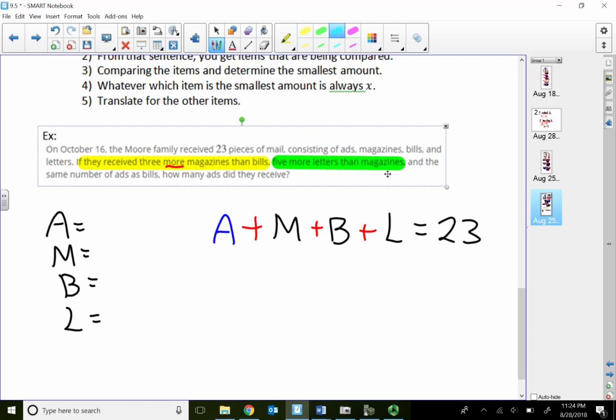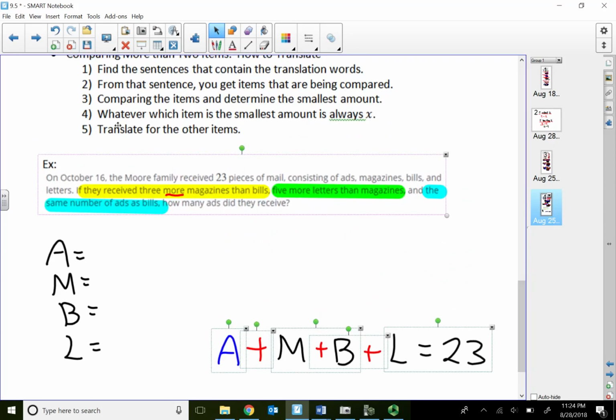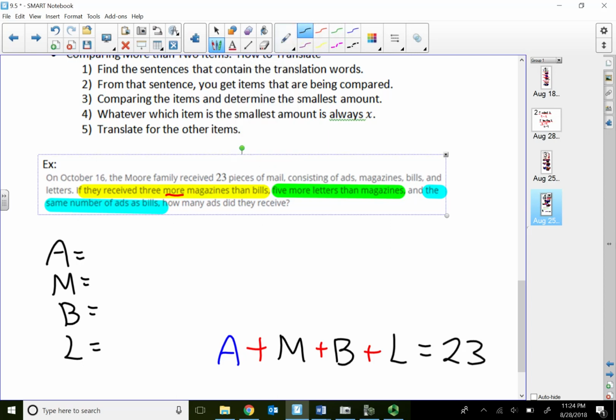Five more letters than bills, because this phrase has my translation word, and the same number as the bills. There you go. That's your three phrases you need to translate. Now, once you find the three sentences, compare the items and determine which is the smallest amount. Let's go back to the yellow. The yellow says three more magazines than bills. So that means magazines is bigger than the bills.